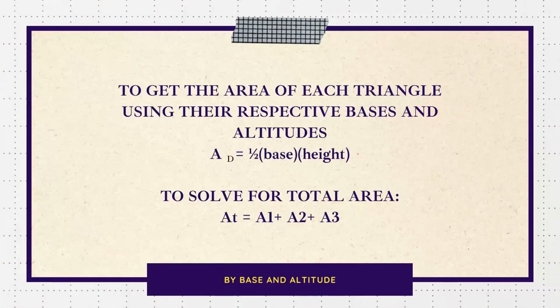The area of the triangles will then be computed using the respective bases and altitudes through this formula. A sub t is equal to 1/2 of base times height. The summation of the area of all triangles will yield the value of the total surface area of the irregular shaped field.